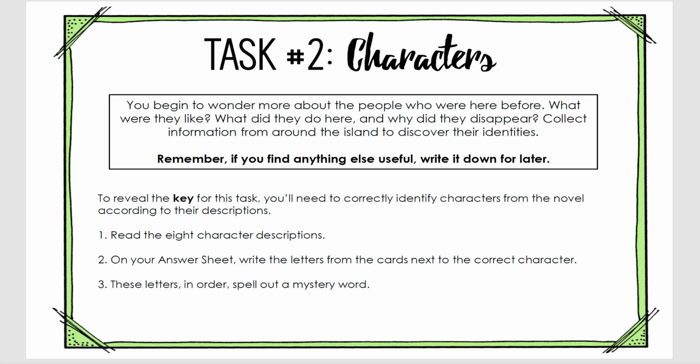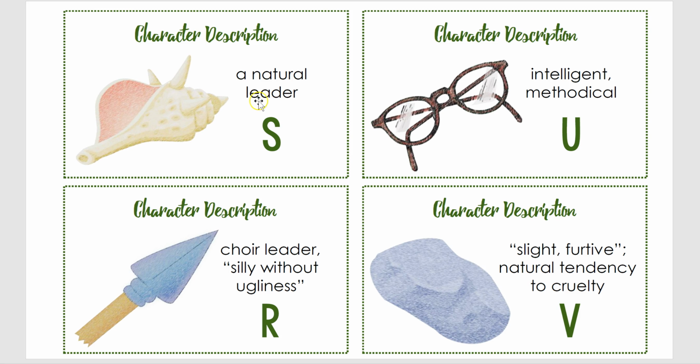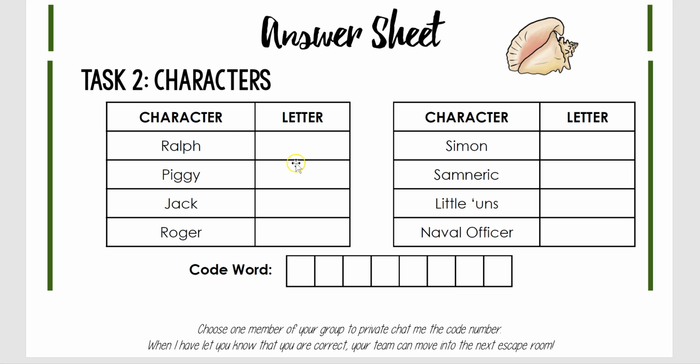So, you are going to be correctly identifying the characters from the novel according to their descriptions. You're going to read 8 character descriptions, and then on your answer sheet, you're going to write the letters from the cards next to the correct character. These letters, in order, will spell out the mystery word. So let me show you what I mean. So you'll get a description, a natural leader, and then there'll be a letter there, okay? And then on your answer sheet, which looks like this, you'll add the letters in here. Now in order, starting with this one here, goes here, this one here, okay, here.